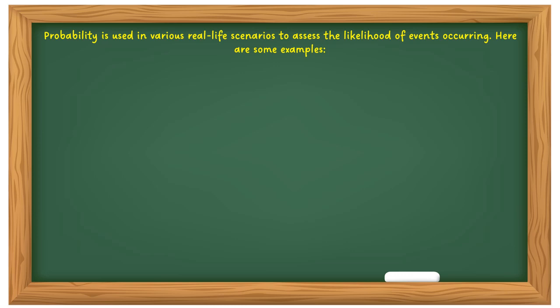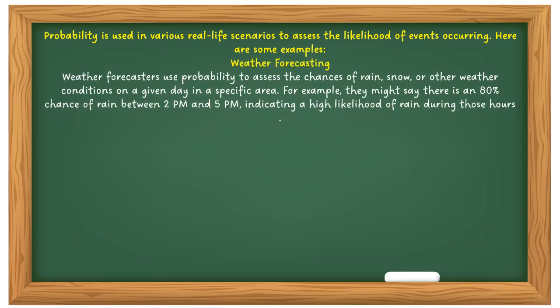Now, probability is used in various real-life scenarios to assess the likelihood of events occurring. Now, here are some examples which you may come across. That's why it's called functional skills. Weather forecasters use probability to assess the chances of rain, snow, or other weather conditions on a given day in a specific area. For example, they might say there's an 80% chance of rain between 2 o'clock and 5 p.m., indicating a high likelihood of rain during those hours. You may have heard the weather forecast presenter using percentages.